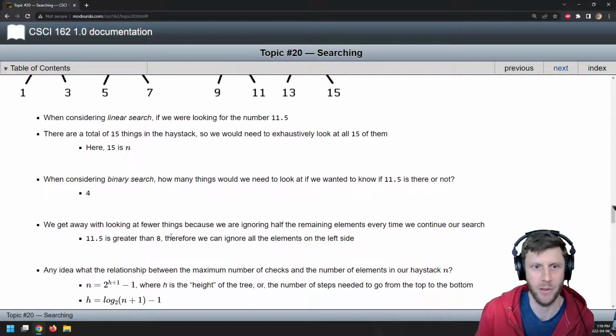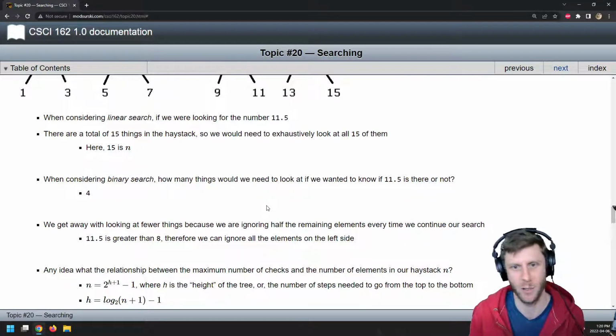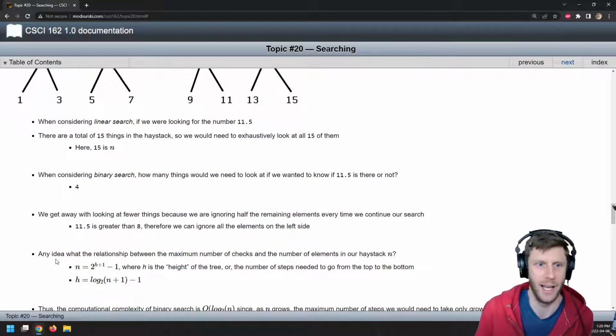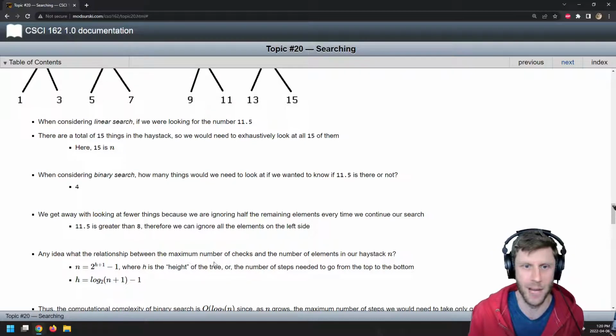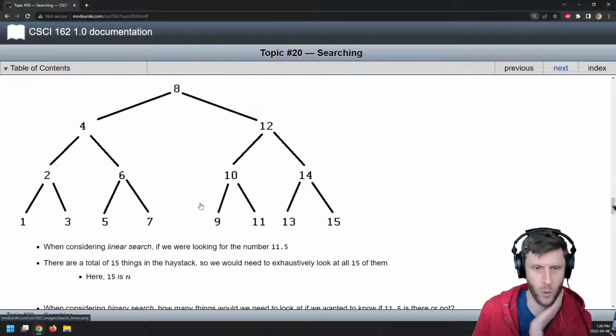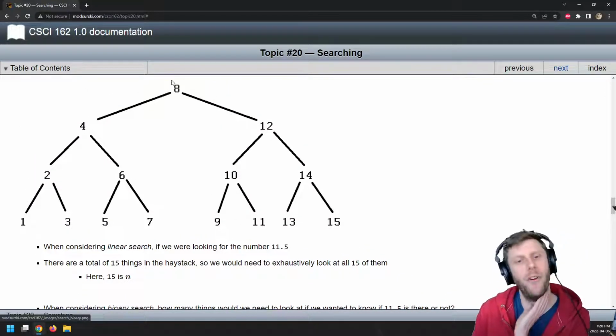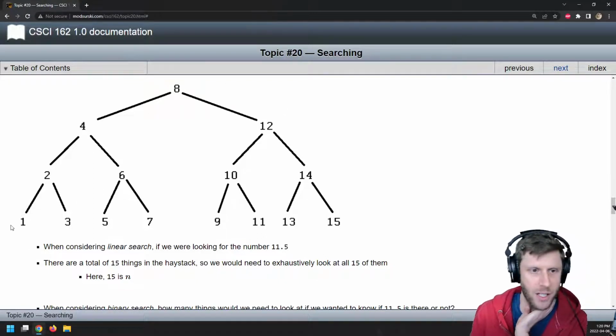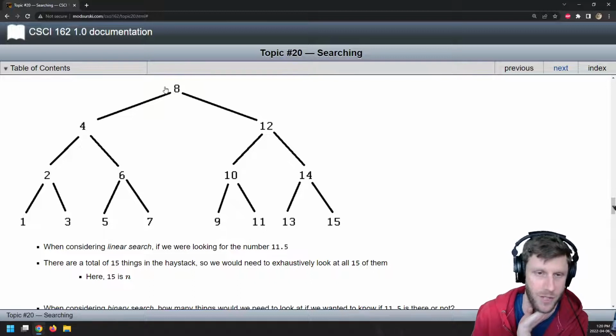Okay, we get away with looking at fewer things because we are ignoring half the remaining elements every time we continue our search. Any idea what the relationship is between the maximum number of checks and the number of elements in our haystack, n? So, the question I have is, following this shape, how many things are here? 1, 2, 3, 4, 5, 6, 7, 8, 9, 10, 11, 12, 13, 14, 15. There are 15 elements here.